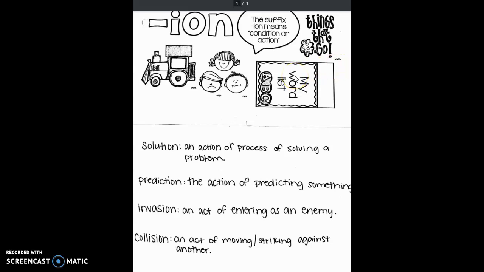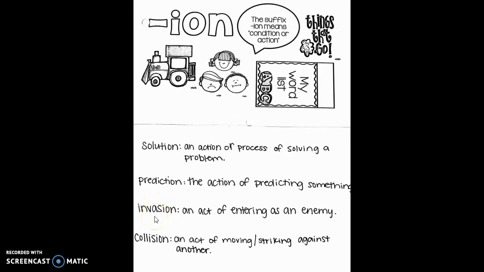Okay, boys and girls, today you're doing the suffix ION, which means condition or action. And below here we have some words and definitions as examples. So you have the word solution is an action or process of solving a problem. Prediction is the action of predicting something.